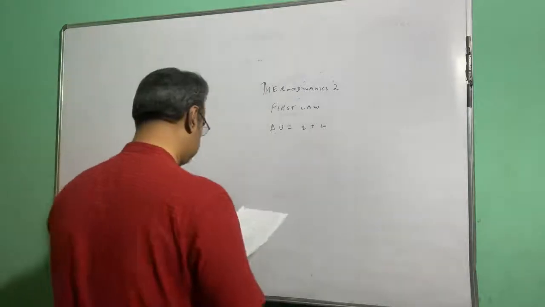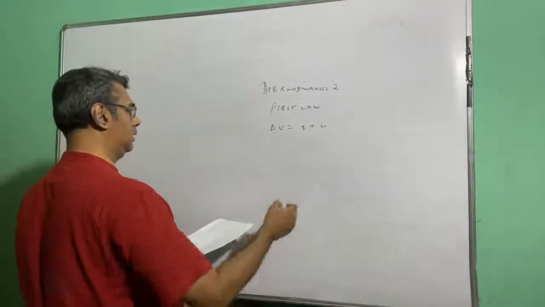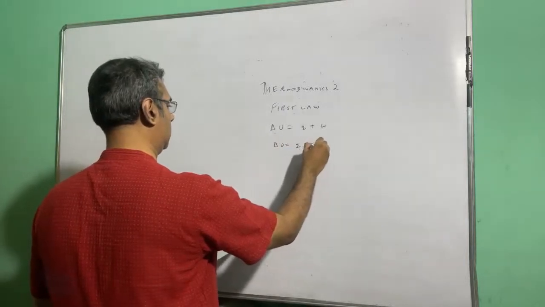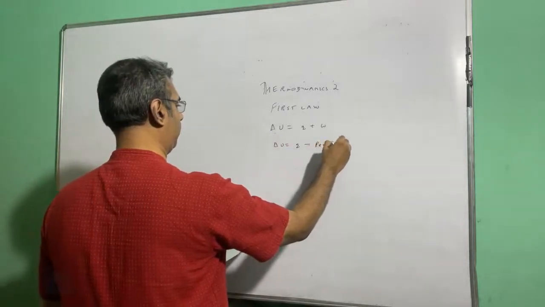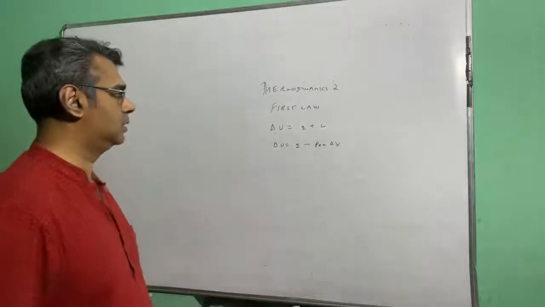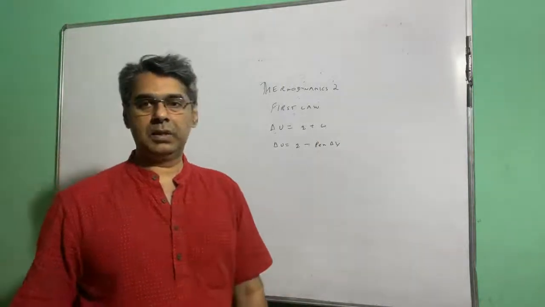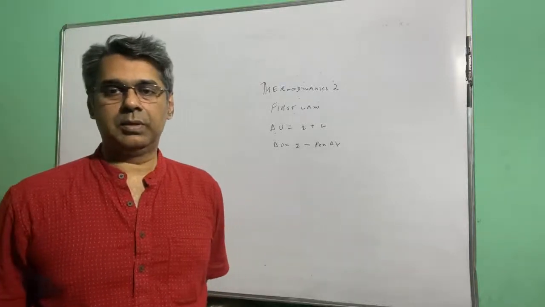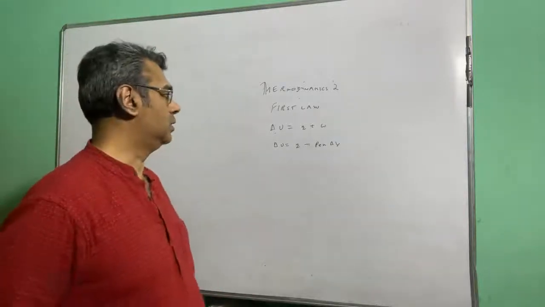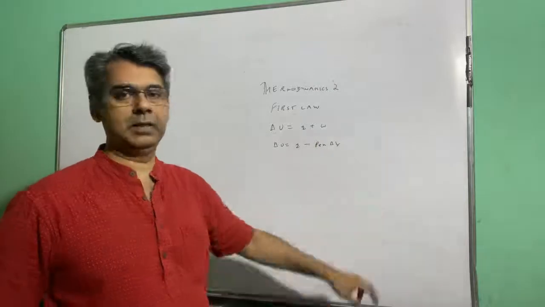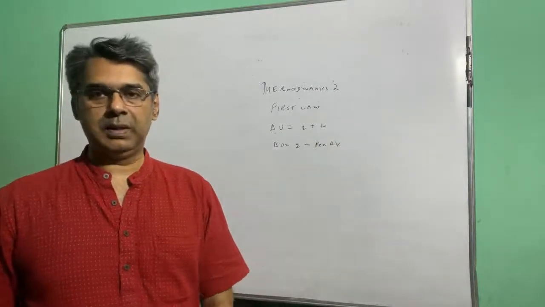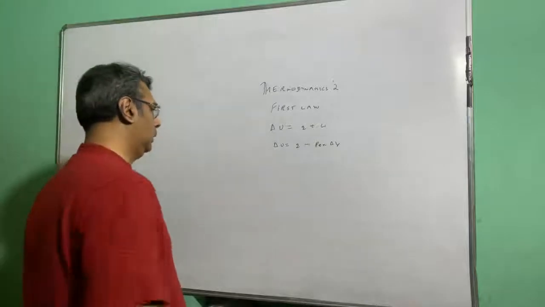Now the thing is that in laboratory conditions the external pressure is usually constant because it is the atmospheric pressure, so you can just replace W with minus PEX into delta V, because in laboratory conditions PEX is usually constant.